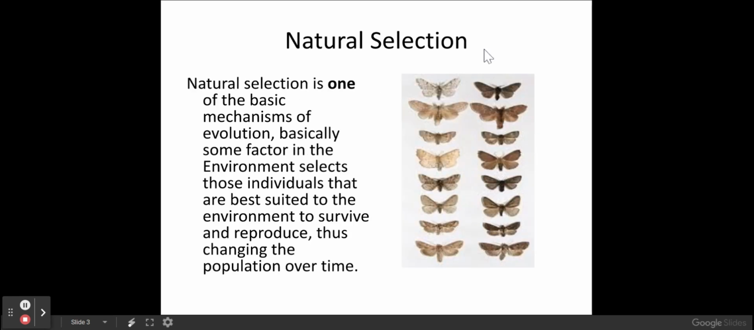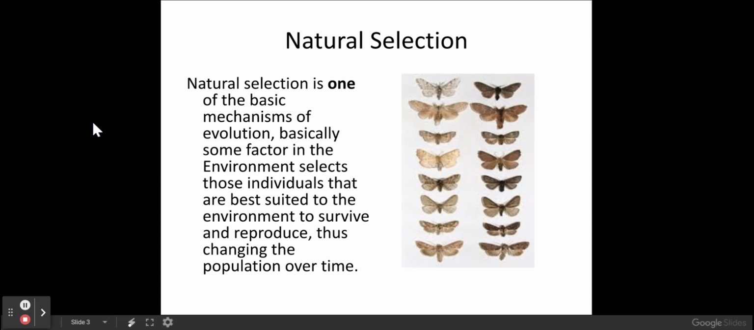So natural selection just says that some environmental selecting agent is going to choose the individuals who are best suited for that environment to survive and reproduce. If they survive and reproduce, they're going to change the population over time. So the individual doesn't change, the population changes. The number of individuals that have a particular phenotype will change over time.